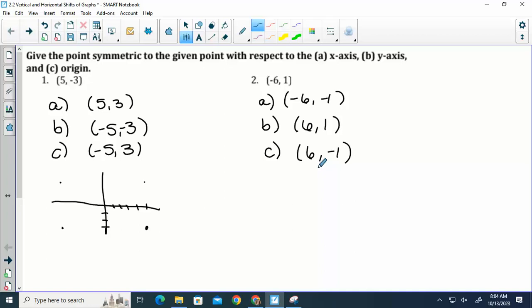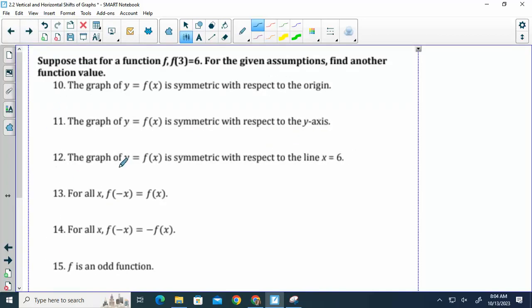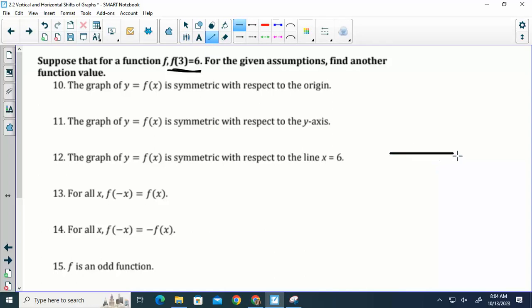Okay, I have another slide with just some review problems, things we talked about yesterday. Ignore the numbering. I pulled it off the worksheet, but I just wanted to look at these problems. So suppose that for a function, f(3) = 6. What does that mean? Yep. When x is 3, y is 6. So that is a point on my graph.